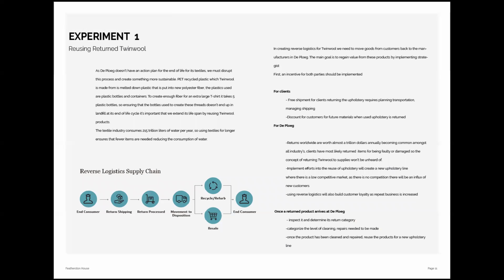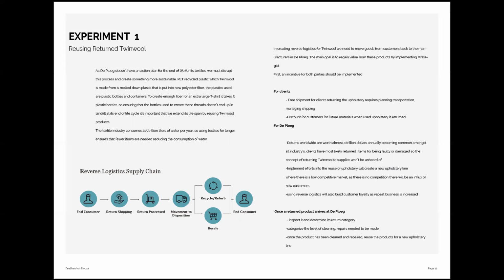So for this experiment 1, I decided to do using returned twin wool, creating a reverse logistic for this material. The main goal is to regain value for these products by implementing strategies. First, an incentive for both parties should be implemented. For the client, it'd be great if they got free shipment to return upholstery, and then a discount as well would be good for them to ensure that they're returning the upholstery.